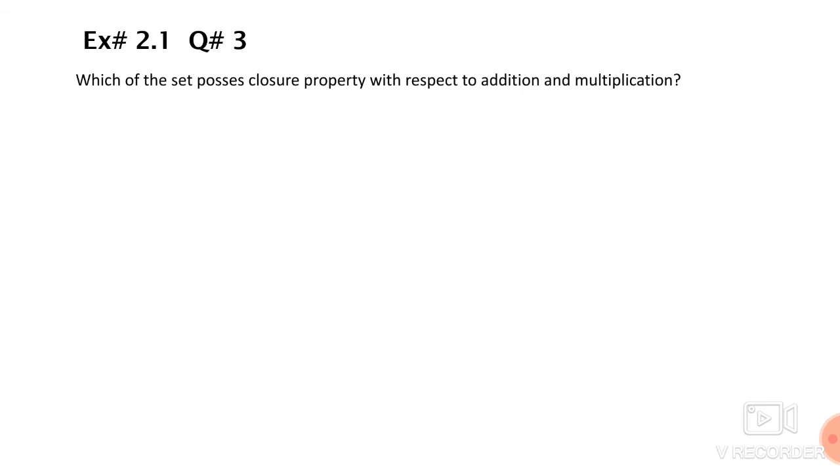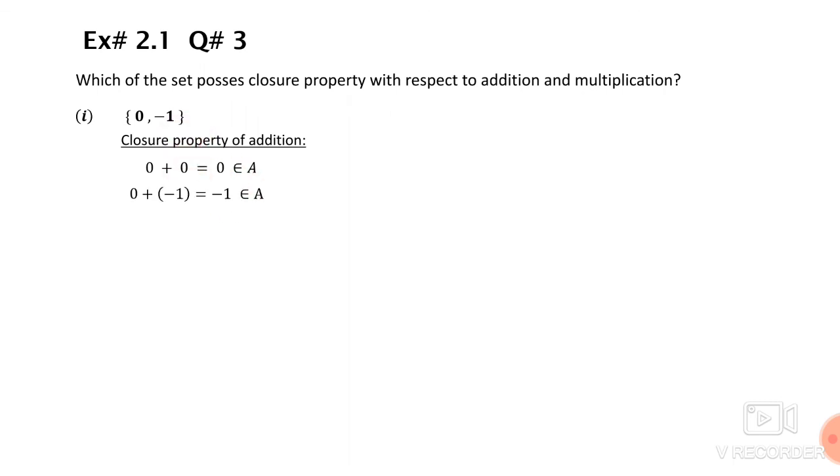Question number 3. Which of the sets possesses the closure property with respect to addition and multiplication? In the closure property we have learned that if we multiply numbers of any set, the answer must be from that set. Similarly with respect to addition. Here the set given to us is 0, comma minus 1. We have to check whether this set possesses the closure property with respect to addition and multiplication or not. To check the closure property of addition, we will add 0 with 0, and the answer is 0, which belongs to the set A.